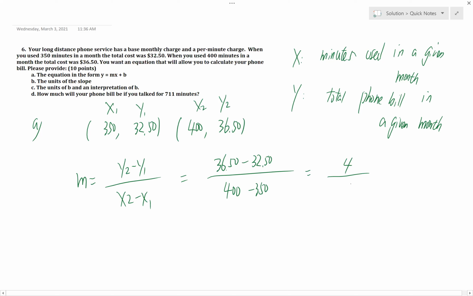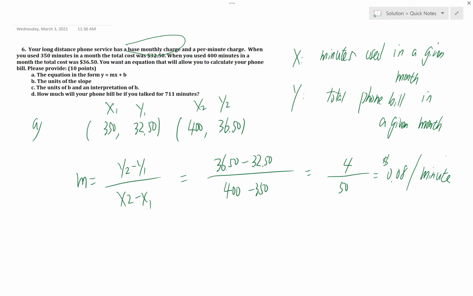4 on top, 50 on the bottom, and 4 over 50 should be 0.08, right? This indicates it's 8 cents per minute in terms of the variable cost, right? Because you can look at that base monthly charge as a fixed cost, and there's a per-minute charge. This is what they call the variable cost. So every minute you talk, you pay 8 cents.